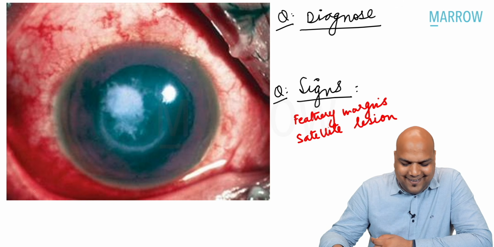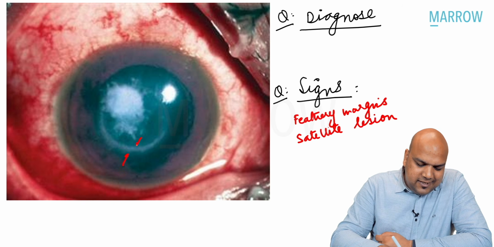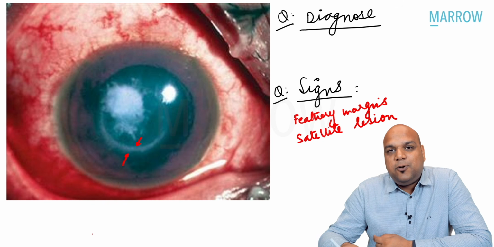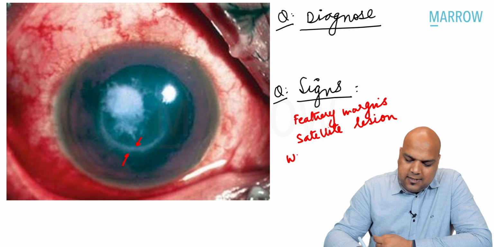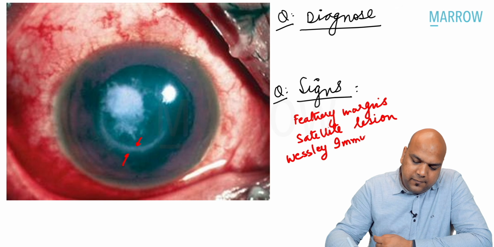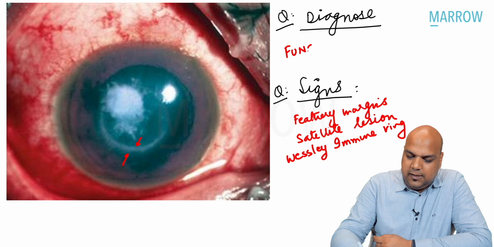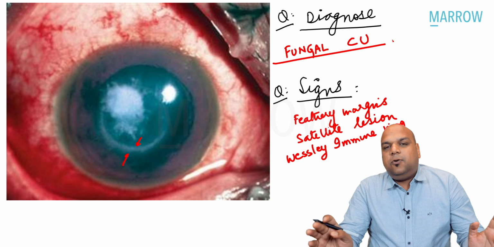What can we do? Now, we can see these two arrows, and with these two arrows, we can see a ring. What is that ring known as? That ring is known as Wessely immune ring. So we can see a lot of important signs which make it clear that it has to be a case of fungal corneal ulcer. No confusion about this.